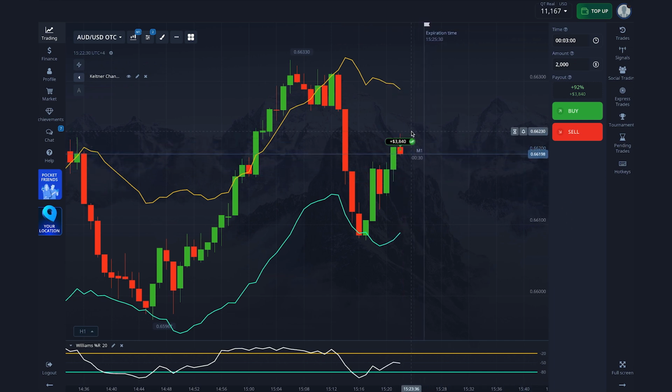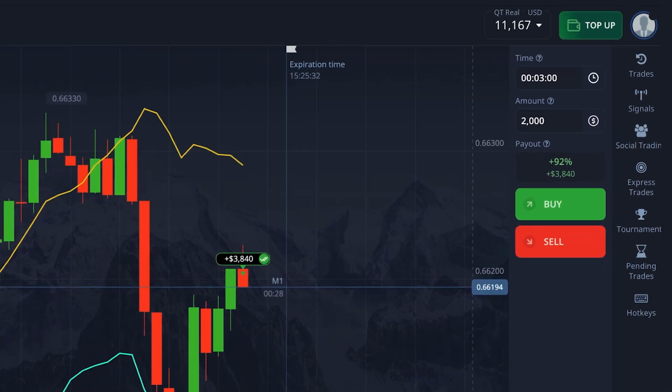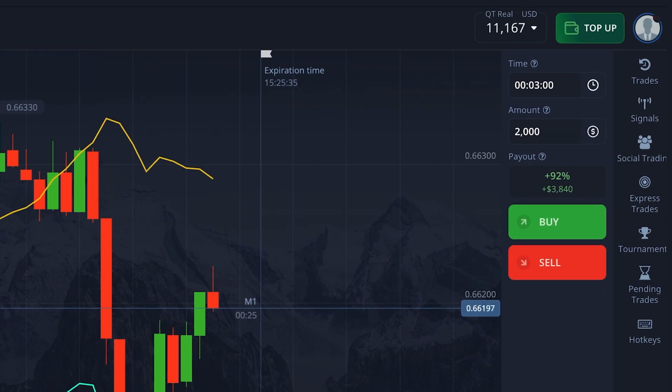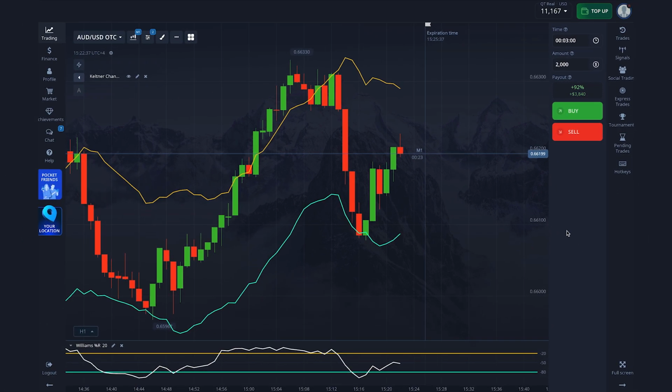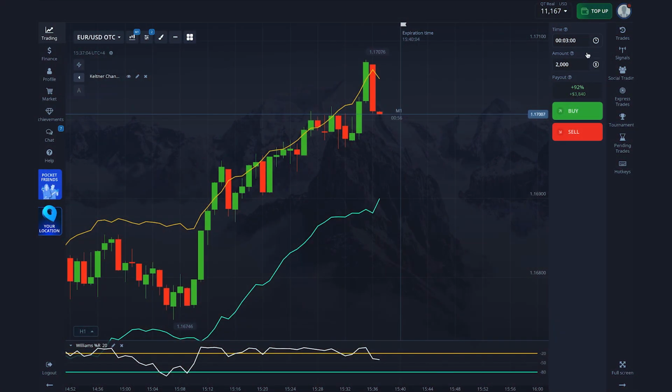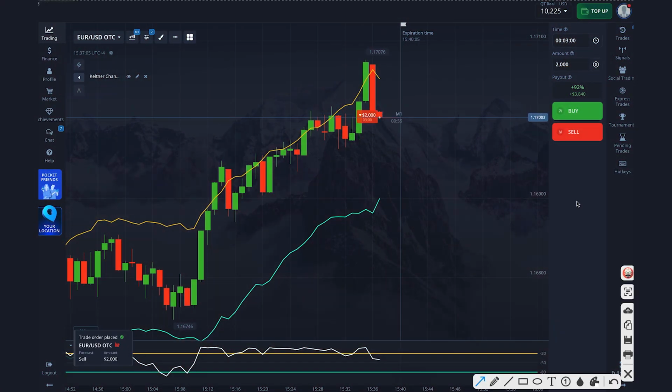The result was not long in coming. Another $1,840 in profit. The balance is gaining momentum and the session is going smoothly. The final moment of today's work. I set the timer for 3 minutes and open a sell trade for $2,000.